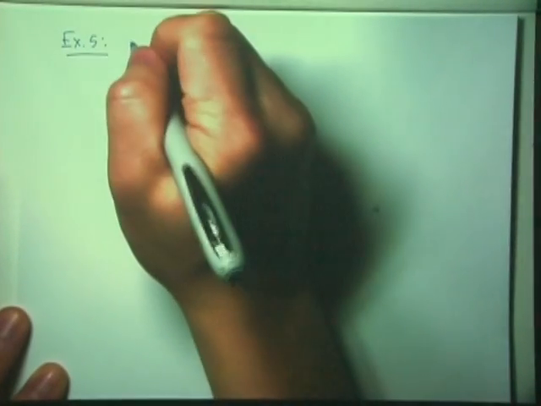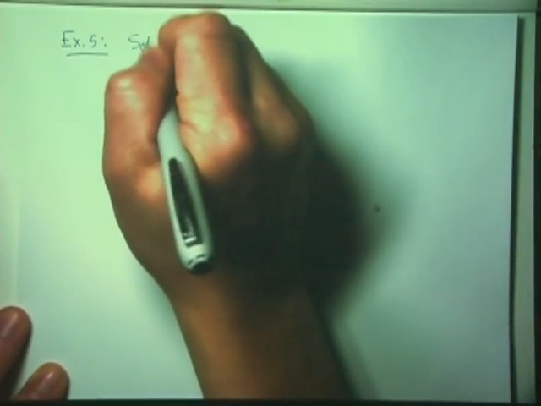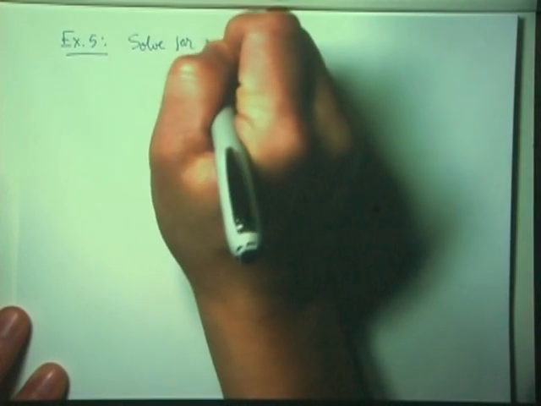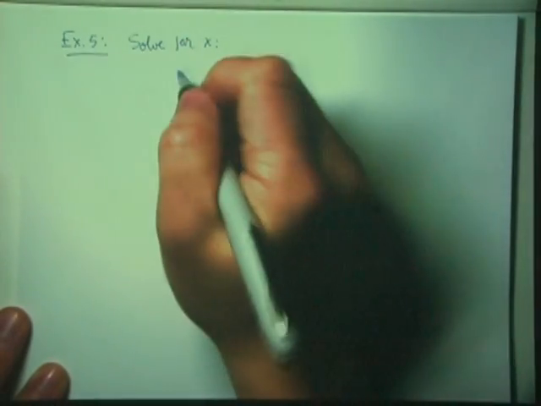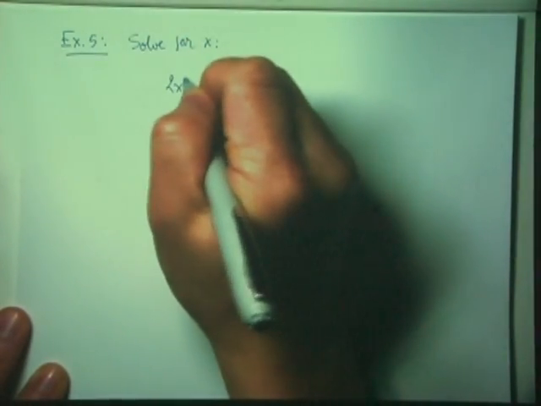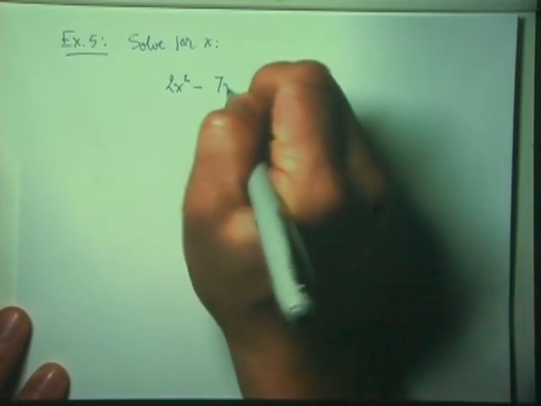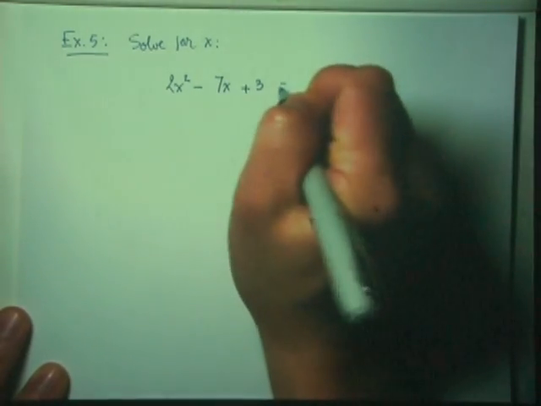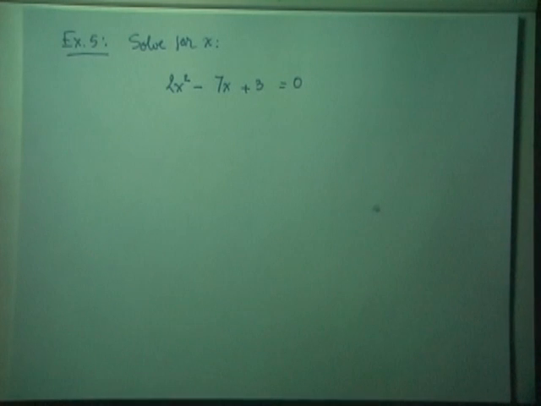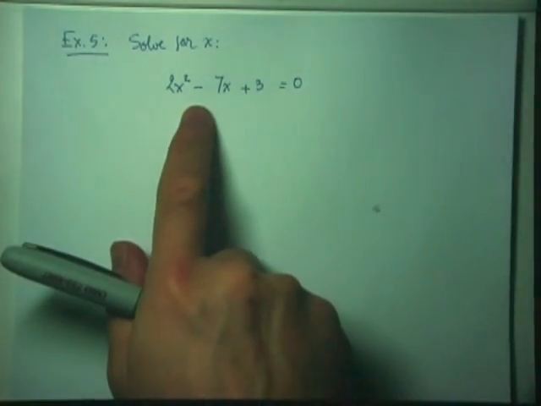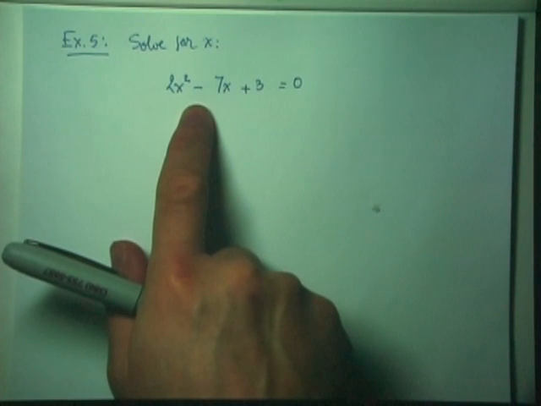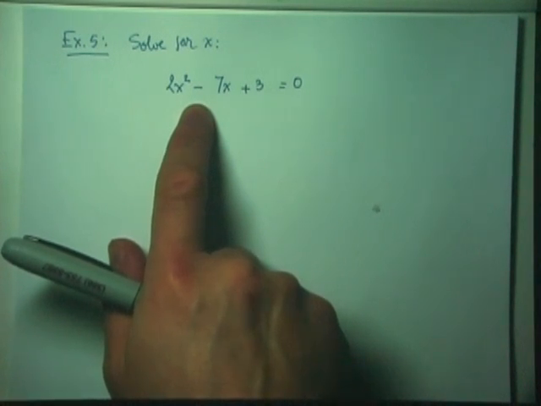Example 5, once again, one more example for you to see how you can use the square root, complete the square methods. So we want to solve for x. This time I have 2x squared minus 7x plus 3 equals 0. This time things are all over. Your equation for sure is not in ordinary form. So you need to bring that into the ordinary form.